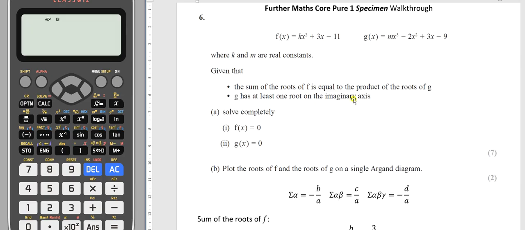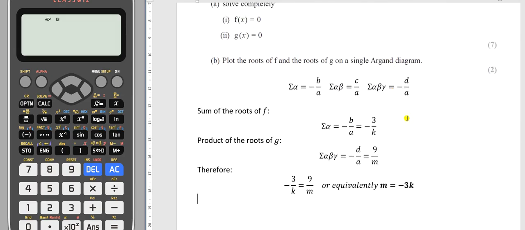So let's give a name to this root on the imaginary axis. Let's say let alpha equal pi. So p is a real number, i is the imaginary unit. If it's on the imaginary axis, it means it has no real component and just an imaginary component. So we'll have the imaginary component as being p times i. Then, since the cubic has real coefficients, the conjugate is also a root.